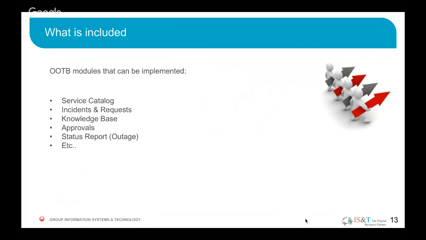Let's move to talk about modules that can be implemented with the service portal. Of course, the service catalog that will contain all the items that can be used in the service portal. And in the service portal, we can just choose one service catalog. Of course, the incident module, requests, the knowledge base, the approvals, and the status report to show reports and outage.